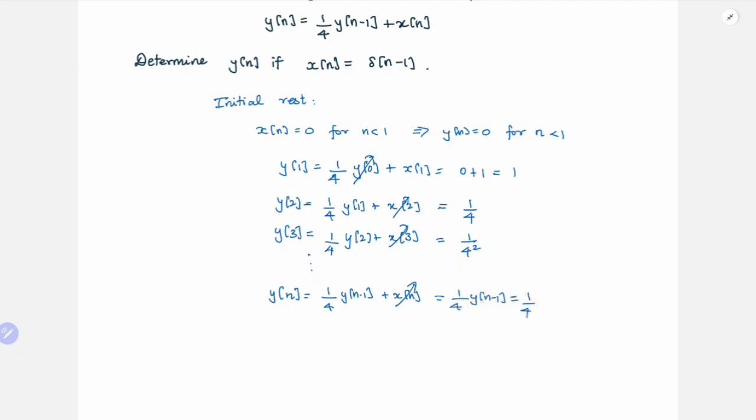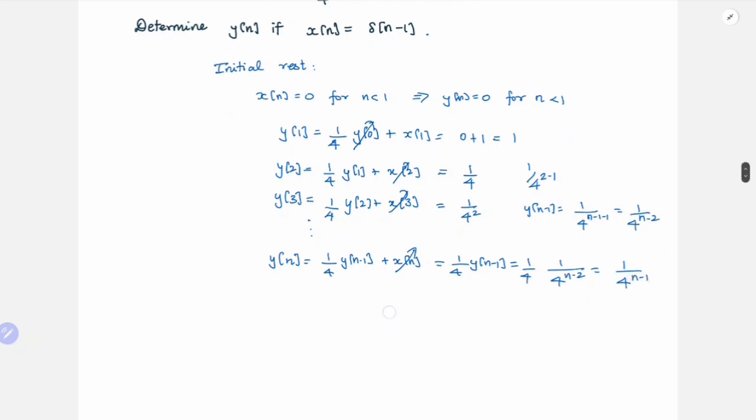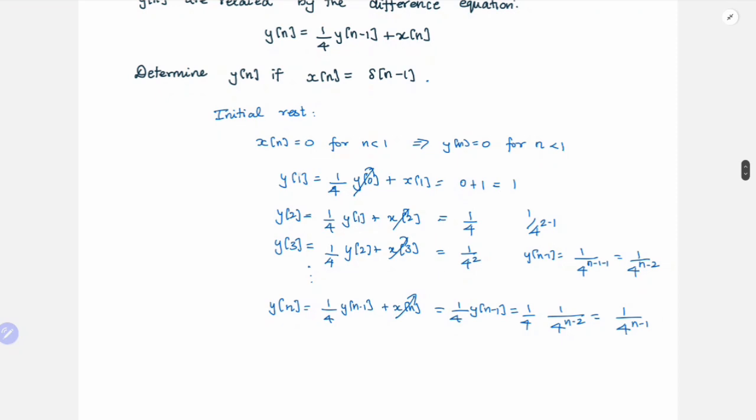So what will my y of n minus 1 be? If you see here, my y of 2 was 1 by 4. So y of n minus 1 will be 1 by 4 power 2 minus 1. So y of n minus 1 will be 1 by 4 power n minus 1 minus 1. It will be 1 by 4 power n minus 2. So similarly, you can tell y of n is nothing but 1 by 4 power n minus 1. Again, it is starting only from y of 1.